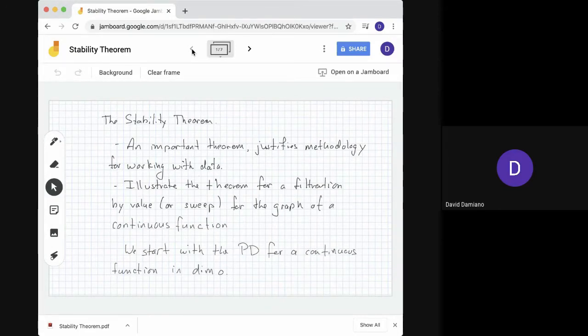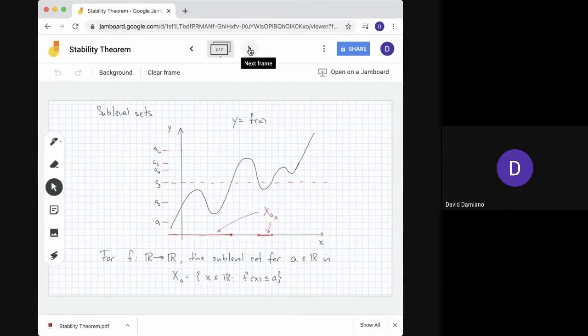Okay, we're going to be working with a special case, working with continuous functions. And we're going to be looking at sub-level sets of continuous functions. So let's start with an example. Here's a continuous function defined on the real line, and we can see it has a number of local maxima and local minima. We're going to be interested in sublevel sets.